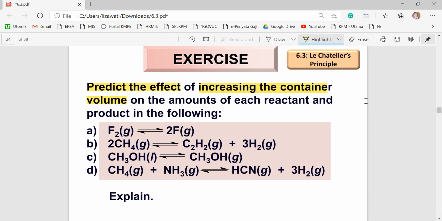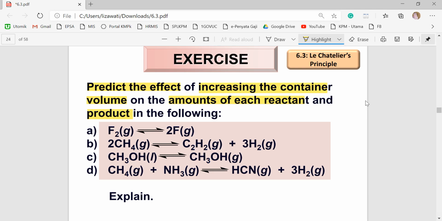Okay, so this exercise. Now predict the effect of increasing the container volume, meaning the volume increases, on the amount of each reactant and product. Amount here in terms of, okay, more or less product formed.